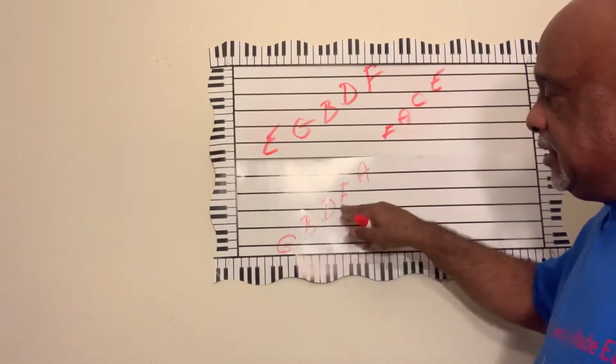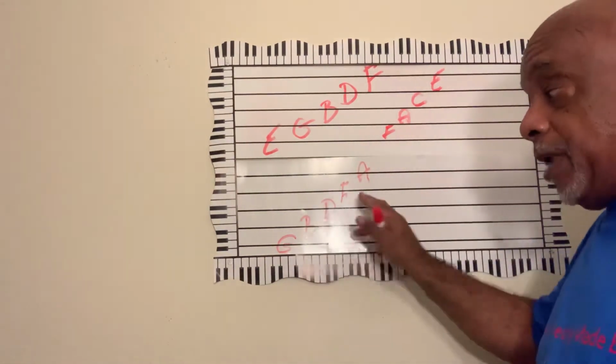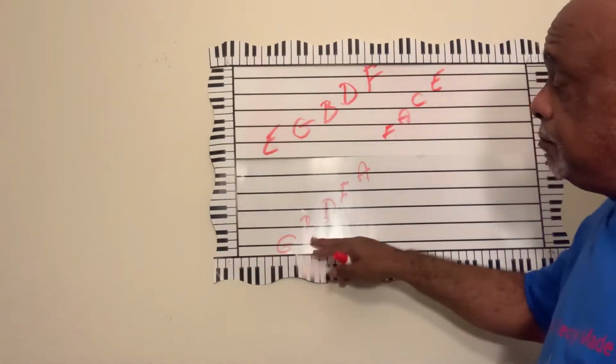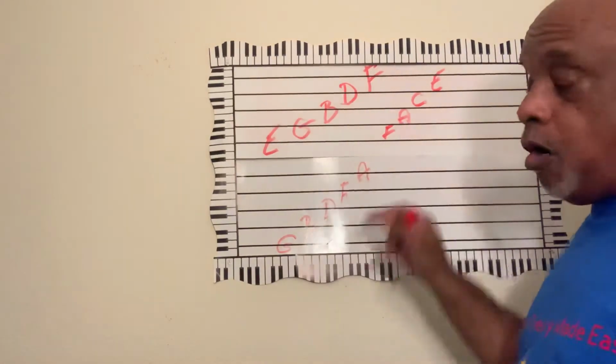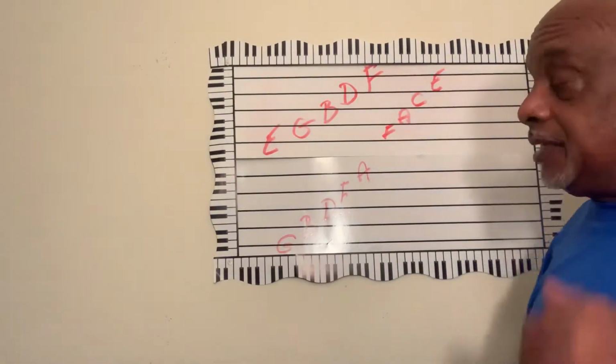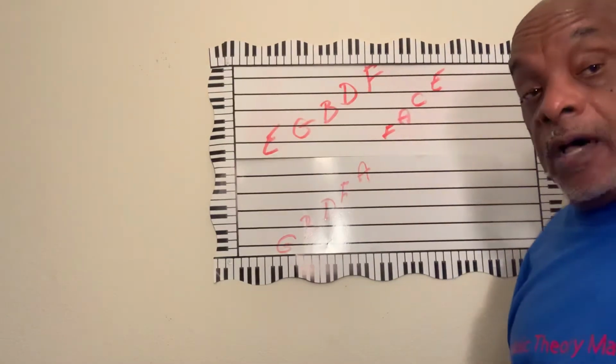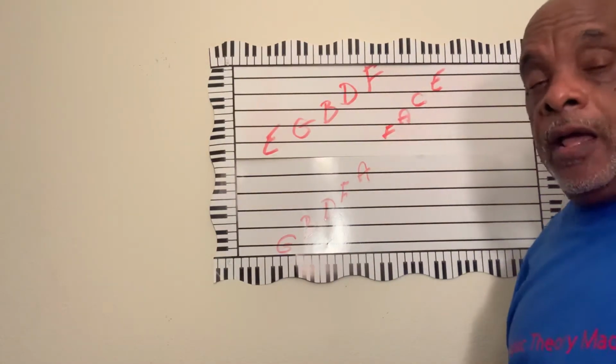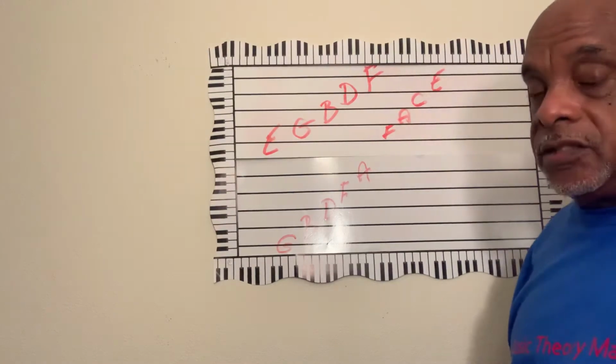G, B, D, F, A. And notice I'm still going bottom to top. So that's good boys does fine always. Remember, that's the lines of the bass, or F clef.